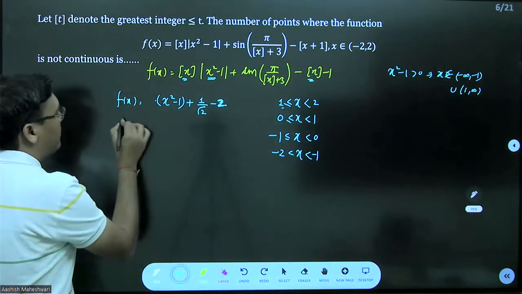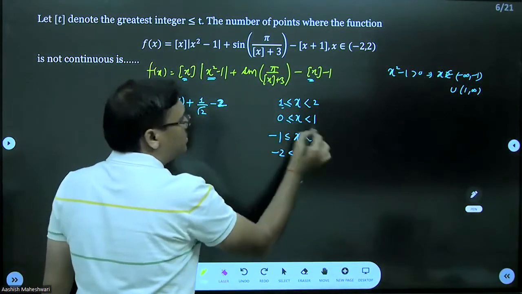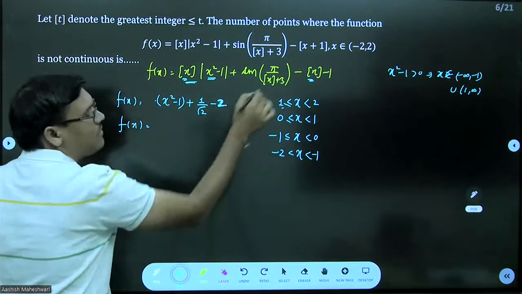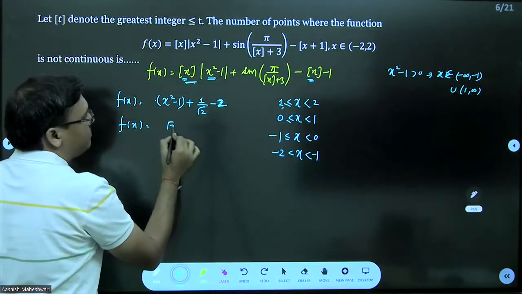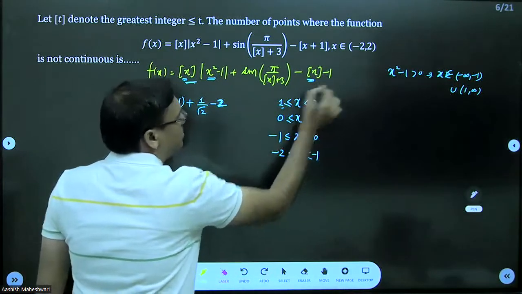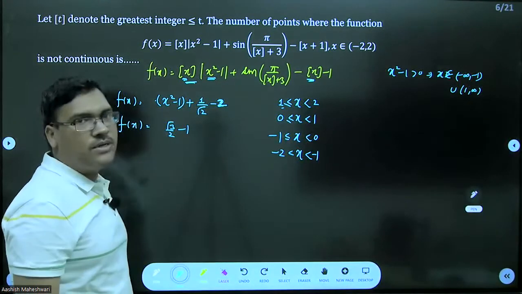Then if I take the function between 0 and 1, what will box be between 0 and 1? 0. So this term will be 0. What is sin pi by 3? Sin 60 is root 3 by 2. Okay? And between 0 and 1 this is 0, so this is minus 1. So between 0 and 1 this is root 3 by 2 minus 1.